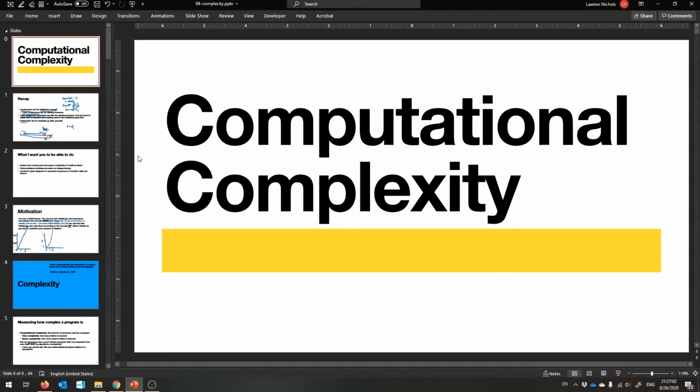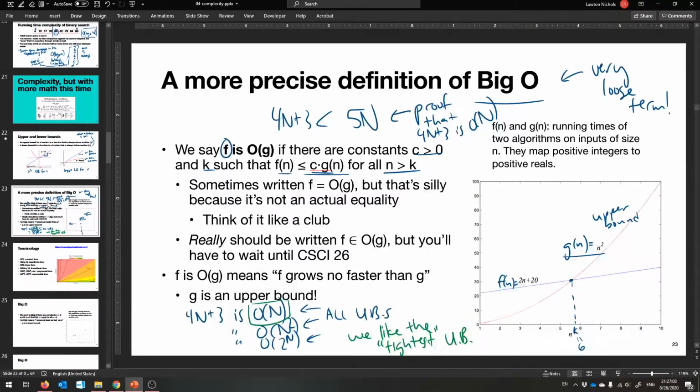All right, so welcome back. We were here, computational complexity, awesome stuff. And so we were on this slide.